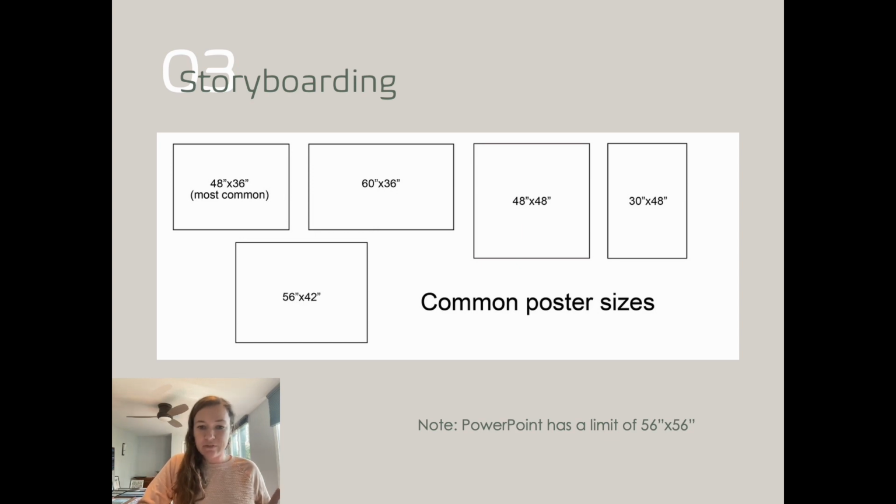The first place that you have to start when you're making an academic poster is choosing a size. The most common poster size is probably 4 foot by 3 foot. And that could be either portrait or landscape. Note that if you are using PowerPoint, PowerPoint does have a limit of 56 inches square, so you can't make a poster any larger than that in PowerPoint.